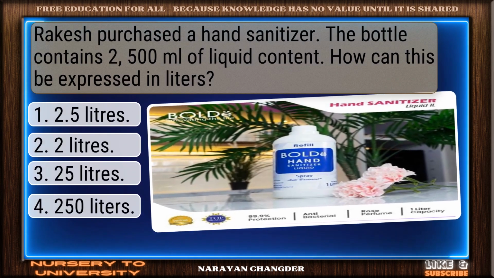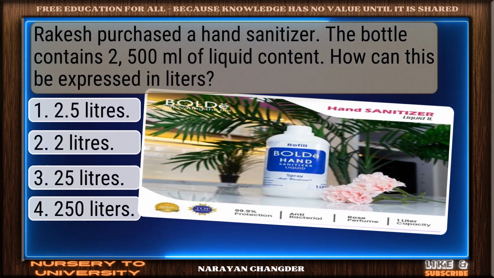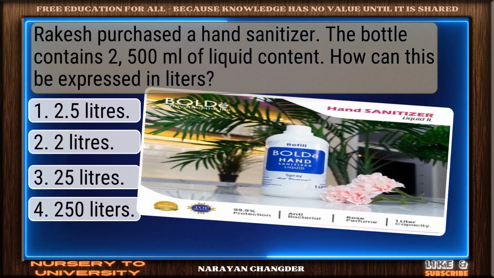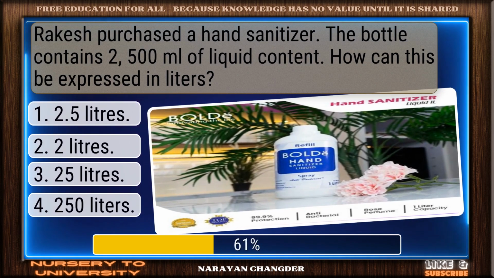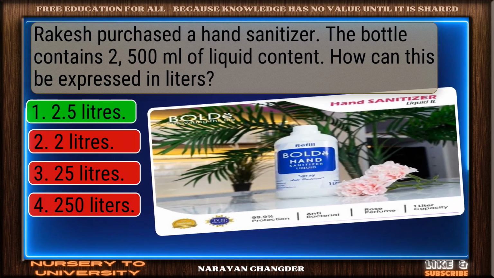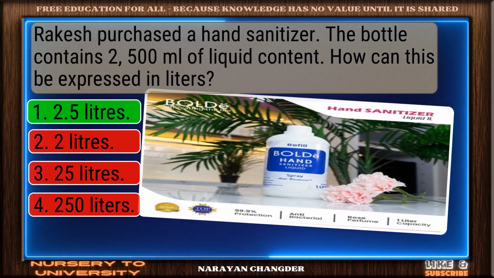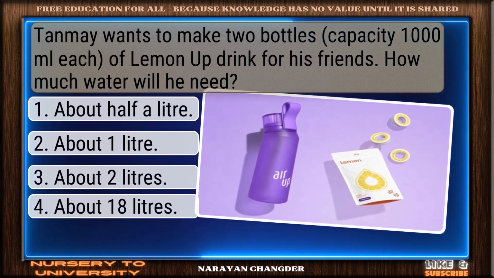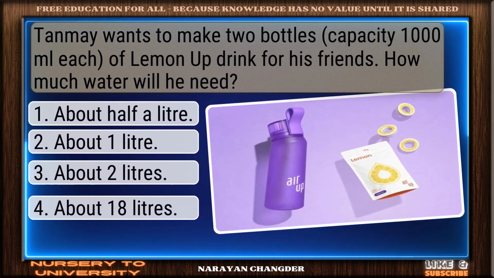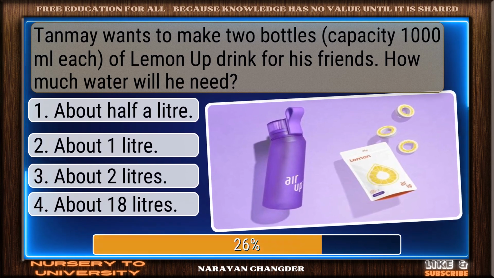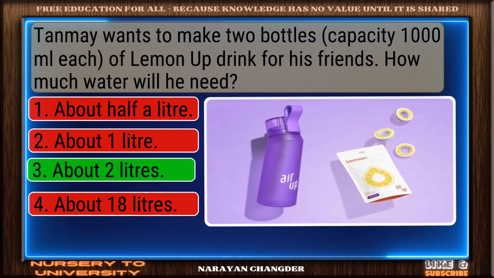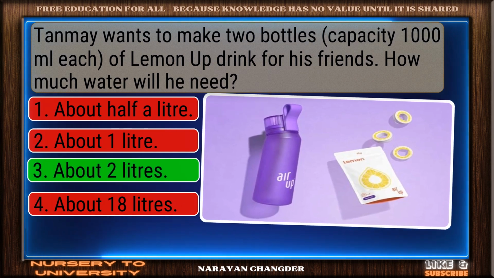Rakesh purchased a hand sanitizer. The bottle contains 500 ml of liquid content. How can this be expressed in liters? Smart move. 2.5 liters is an accurate answer. Tanmay wants to make 2 bottles of lemon-up drink for his friends. How much water will he need? Solid response. About 2 liters is a valid choice.